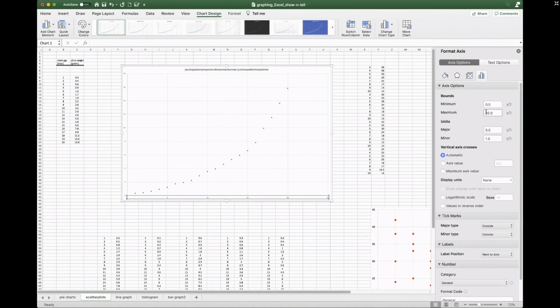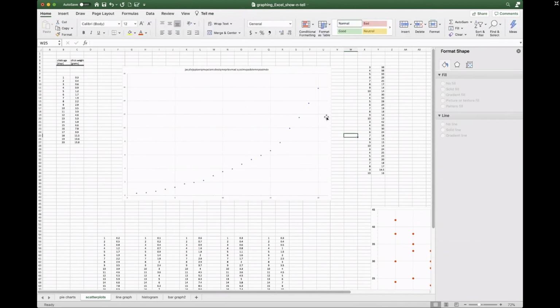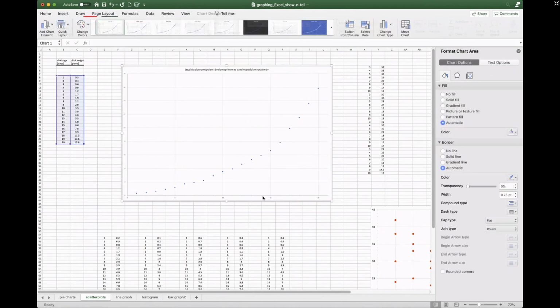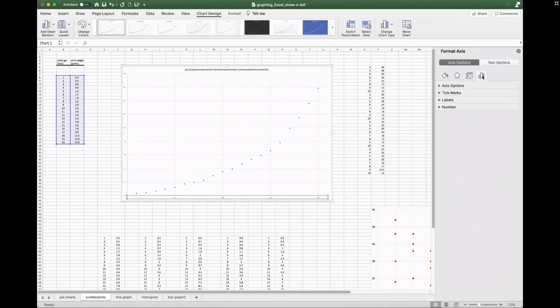Options. I can change the maximum. So I know my highest value is 20. If I want to go 21, watch out, when it goes to 0, you got to watch it. Okay, so now it only goes to 21. Is that good or bad? I don't know. It just is. You can decide.